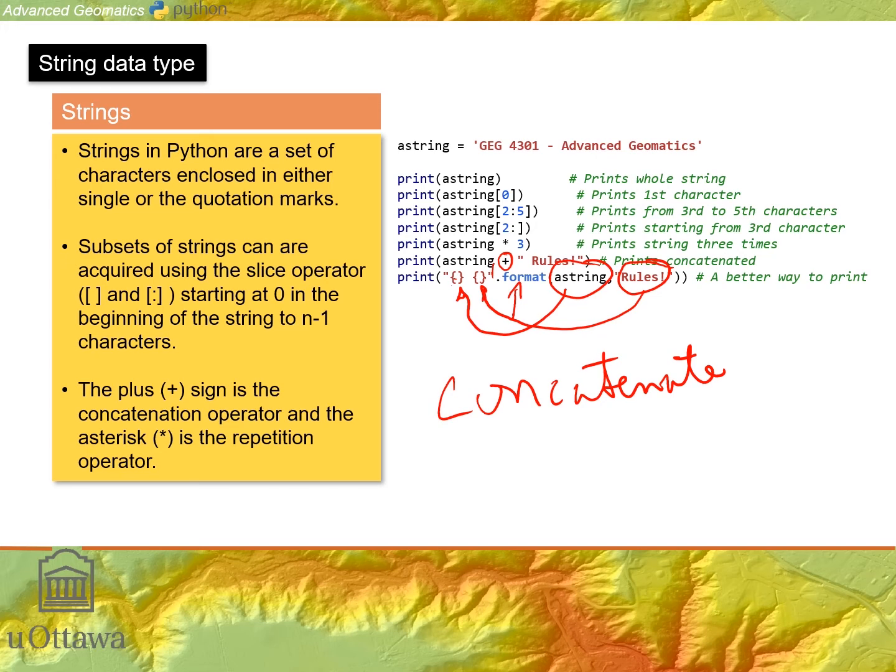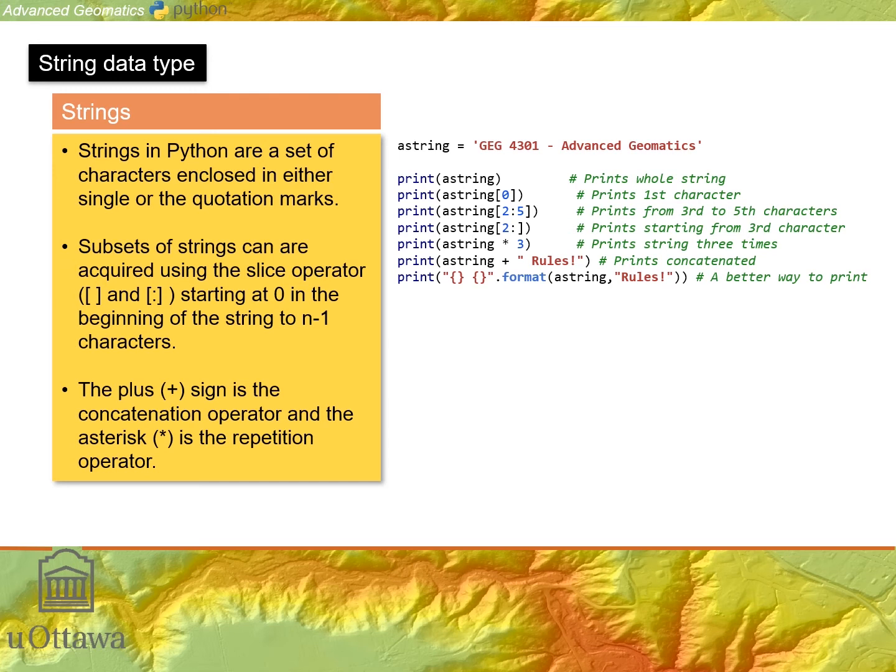So format a string. So a string, which is GEG4301 Advanced Geomatics. And then space, and then I said put rules, another string here. So two ways to get the same thing in the last two there. And you should generally always use the format method of a string to do concatenation 90% of the time.